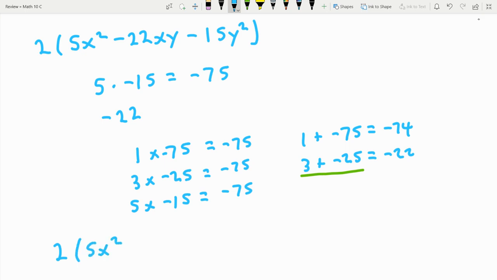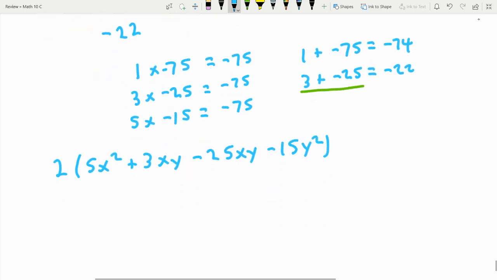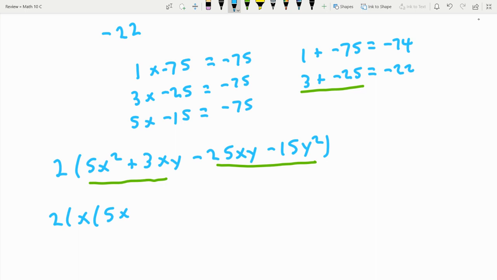5x squared. And remember, it doesn't matter if I put 3 first or negative 25 first. I'm just going to put the 3 first. 3xy minus 25xy minus 15y squared. From here, I want to consider the first two terms and the last two terms and try to find a greatest common factor. In this case, a greatest common factor would be x. So I should be left with 5x plus 3y.